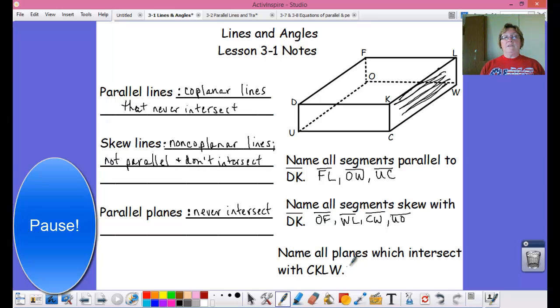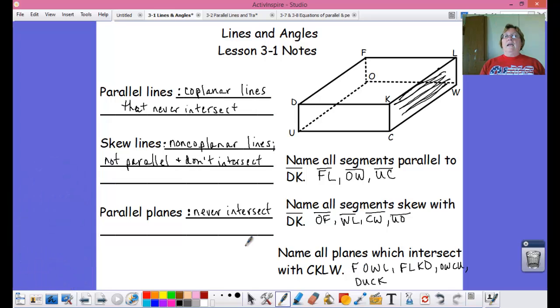Alright, let's stop that video. I want you to get those intersecting planes written here. I have 4 intersecting planes. I have the back wall, I have the top and bottom, and I have the side. Okay? Only one plane that's pictured that it does not intersect, and that's the parallel plane.